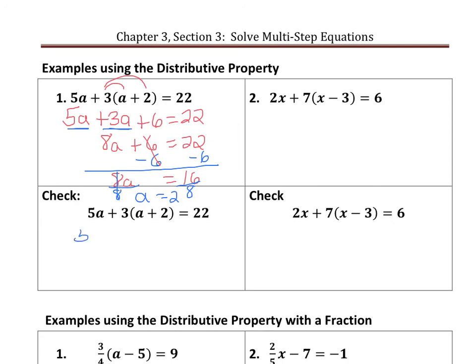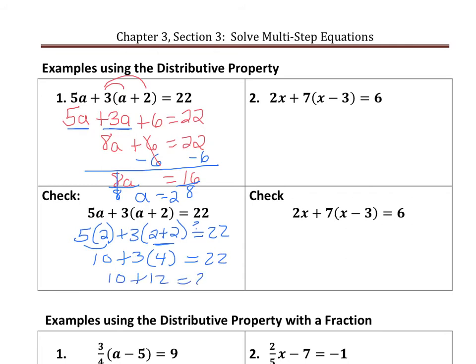Substitute in, check your answer. 5 times 2 plus 3, 2 plus 2. Hopefully this equals 22. Work in the parentheses first. That's what order of operation says. 4 times 3. We can go ahead and multiply that together. And 10 plus 12 equal 22. And sure enough, 22 does equal 22. Wrote down an extra little 2 over here. And everything checks out, so we're very confident that A equals 2.